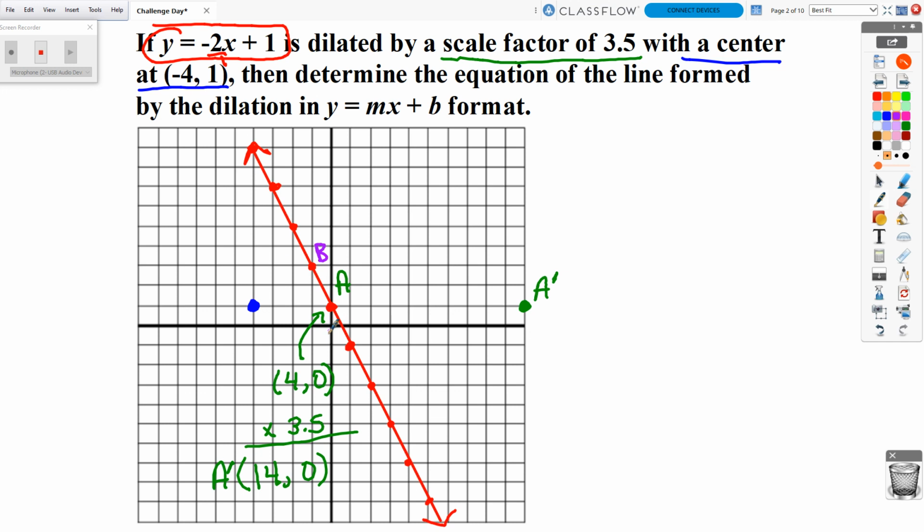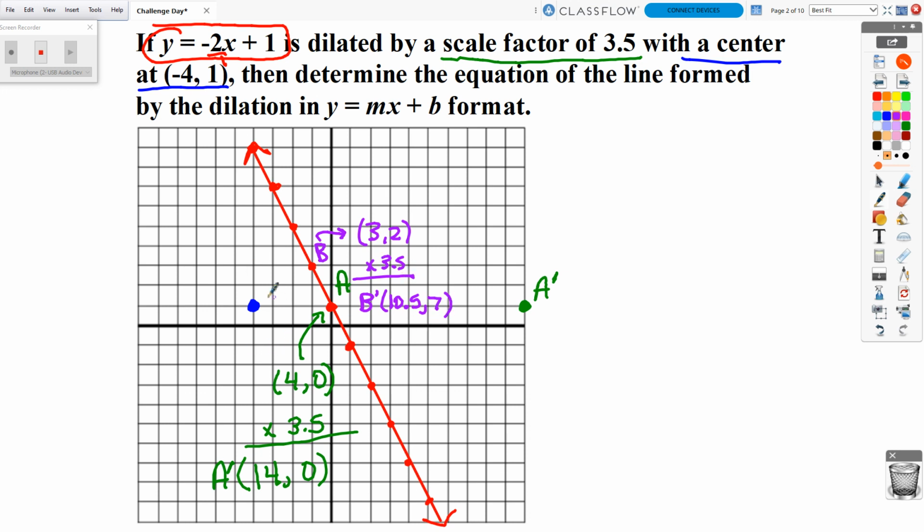So I'm going to call this point B. And point B, again, we have to use pretend coordinates. So it's at 1, 2, 3, 2. So 3, 2 is where it's pretending to be. We're going to multiply the x and the y coordinates by 3.5. So 3 times 3.5 is going to give me 10.5, and 2 times 3.5 is going to give me 7.